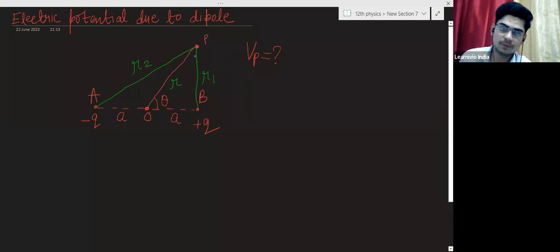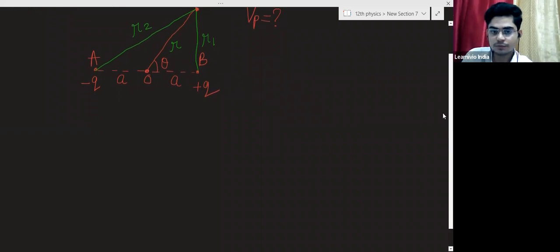Okay, fine. So what happened? We have to calculate the potential at point P from the center of the dipole. What we have done is the construction, so as to solve the problem. I join A with P and B with P.